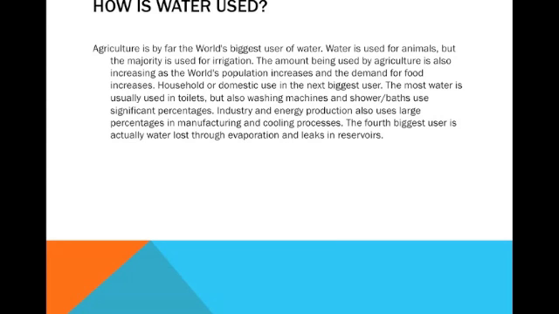Household or domestic use is the next biggest user. The most water is usually used in toilets, but also washing machines and shower/bath use significant percentages. Industry and energy production also use large percentages in manufacturing and cooling processes. The fourth biggest user is actually water lost through evaporation and leaks in reservoirs.